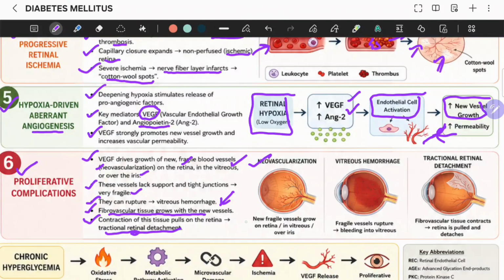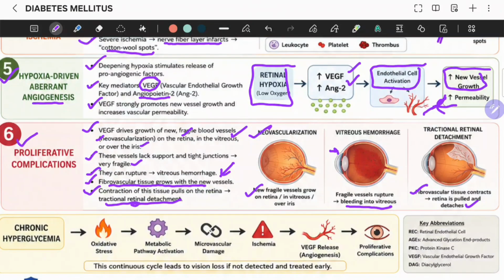So new vascularization, new fragile vessels grow on the retina, in the vitreous and over the iris. They will cause bleeding into the vitreous, and fibrovascular tissue which accompanies the new blood vessels will pull the retina and cause tractional retinal detachment. And one more thing is, because they grow on the iris also, they can cause angle closure glaucoma also in these patients. So these are step by step things which are happening.